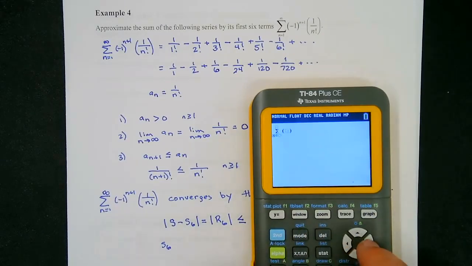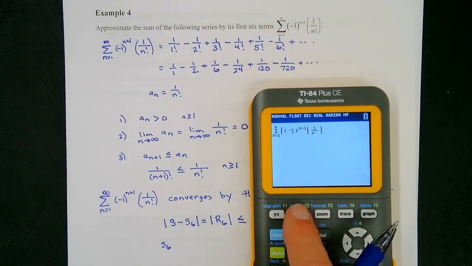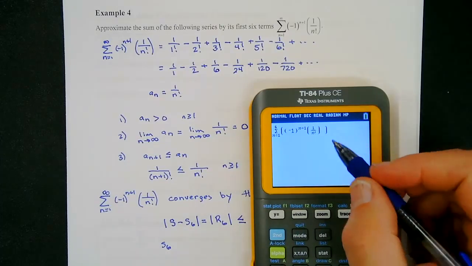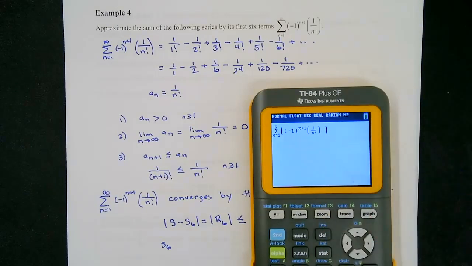So n equals 1, and we're only going to go to 6, right? And then the series is going to be -1 raised to the n plus 1 power, then come out of the power, and then parenthesis, and then a fraction, 1 over n, and we need the factorial, right? So we press alpha window and then select number 9 for the factorial. Okay, and then close the parenthesis for that. This last parenthesis is the ending for the summation. And if we press enter, we get this decimal, right?